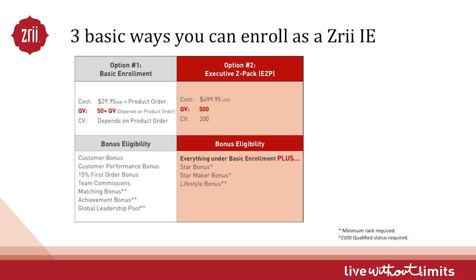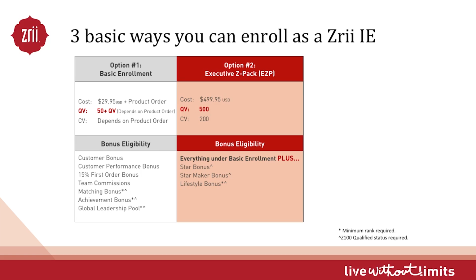Option number 2 is the Executive Z-Pack, or EZP. This option carries 500 QV and gives you access to all of the bonuses under basic enrollment, plus 3 additional very important bonuses. A very important note, if you're going to duplicate using the Power of Two system, you'll want to capitalize on the Star and Star Maker bonuses. The best way to do this is by enrolling with an EZP or higher.